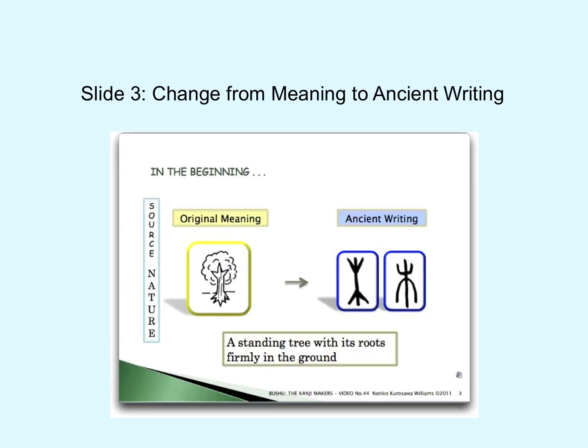In slide 3, on the left side, vertically, you see the types of the sources that the image came from. In the yellow box, you see the drawing of the image's meaning. In the blue boxes, you see the ancient writing. A brief explanation in English at the bottom will also help you too.